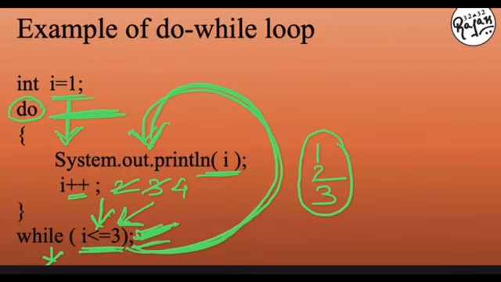So these were simple examples of for, while and do while along with their syntax, and the simple execution of these three loops must be very clear to you all.